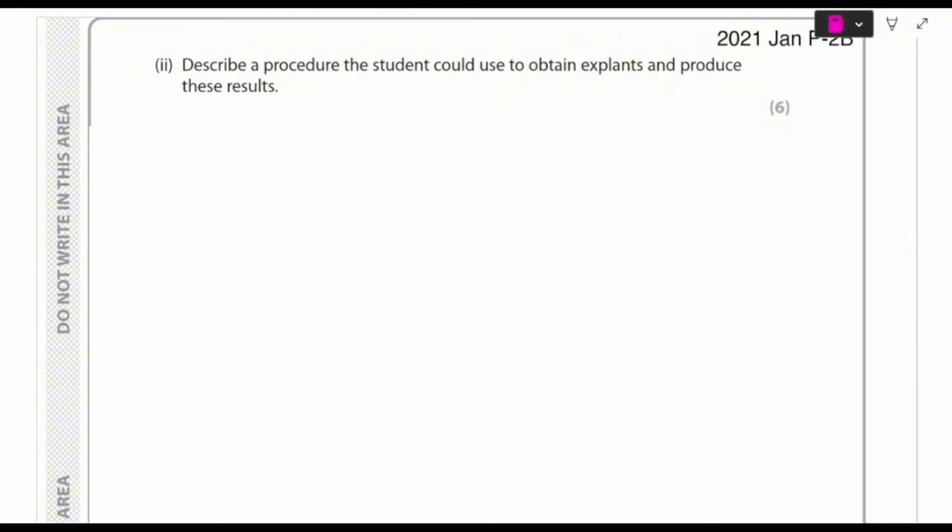Then we are told to describe a procedure that a student could use to obtain explants and produce these results. So we don't know the results, but we do know the procedure to obtain explants. So basically we have to describe micropropagation.